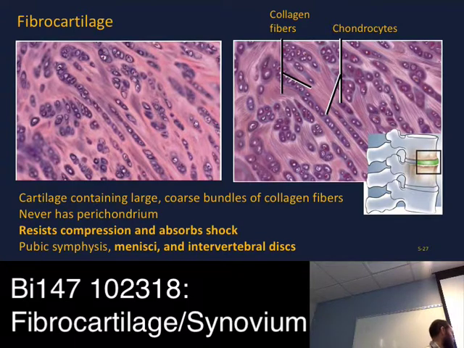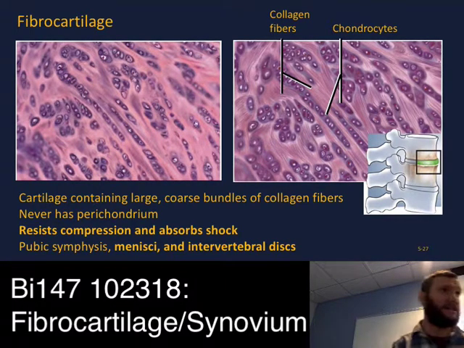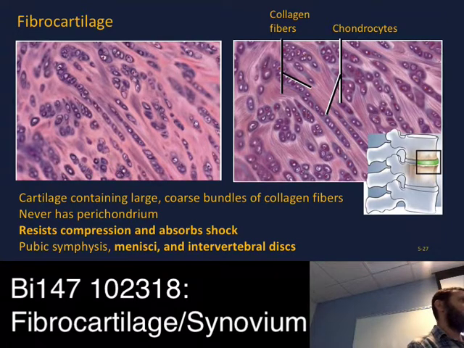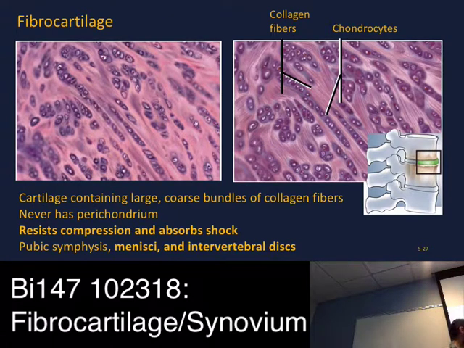It doesn't have a perichondrium, but it does resist compression and absorbs shock. We find this in a bunch of places. It's in the pubic symphysis, which doesn't impact much, but it's part of the menisci, which are the cartilaginous discs, I guess is an adequate word, that are in the knees, where the femur abuts the tibia. And importantly, in the intervertebral discs.